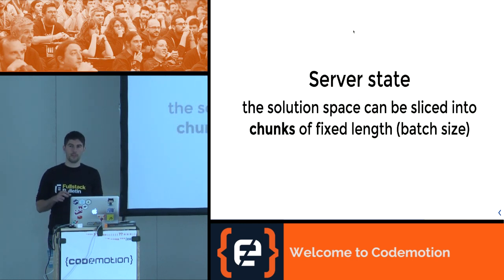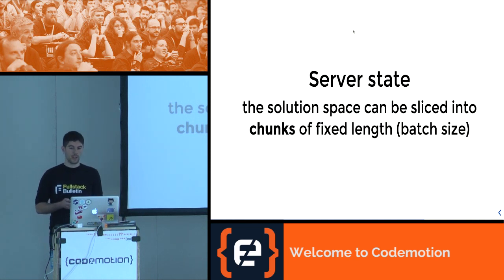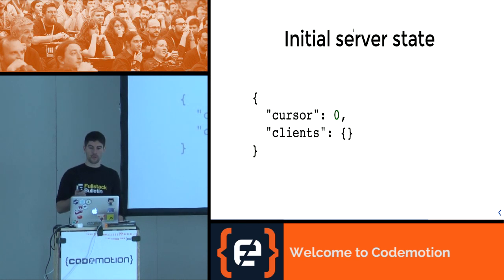But let's try to understand better how the server can represent this data so that it can coordinate this attack. So the idea is that since we have a space of solution and this space is sorted somehow, we can divide this space into chunks, right? And those chunks can have fixed length for practical reasons. We are going to call this fixed length batch size. And I'm going to show you an example.